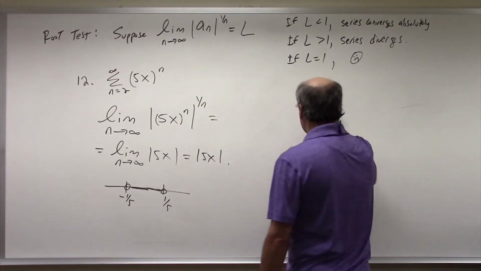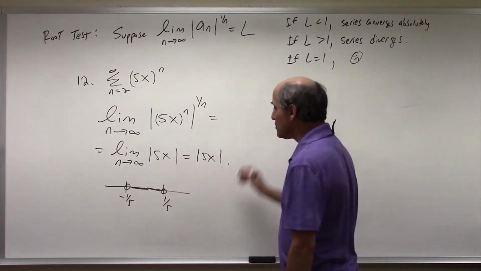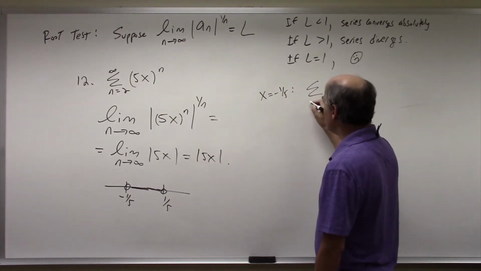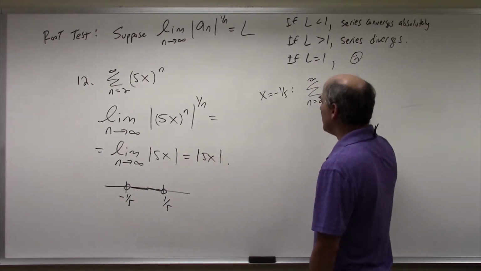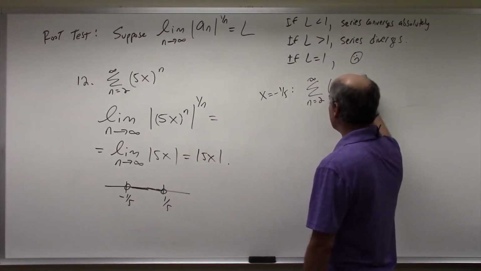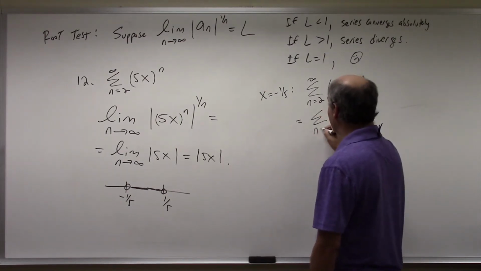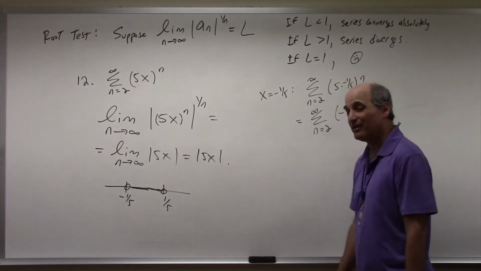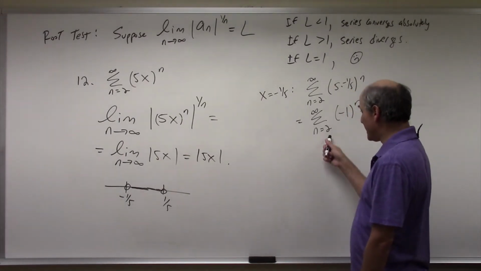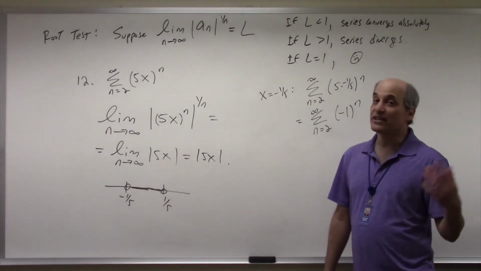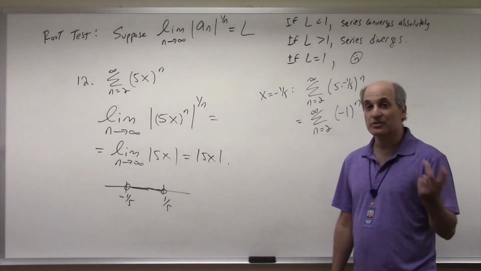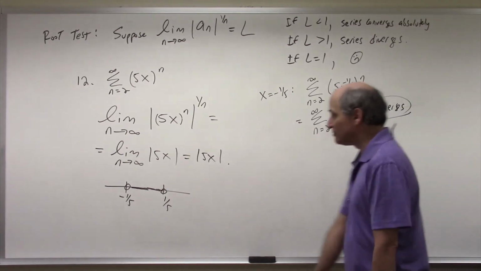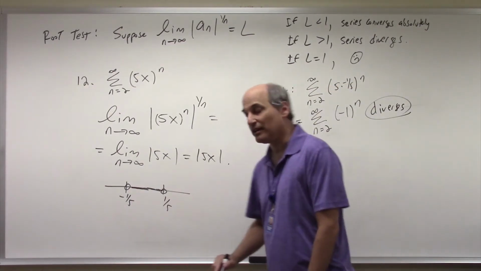So let's do it. All right, so first, if x is negative 1/5, I have the sum from 2 to infinity of 5 times negative 1/5 to the n power. And again, that's the sum from 2 to infinity of negative 1 to the n power. In this case, we're starting with n equals 2. So that's 1 minus 1 plus 1 minus 1 plus 1 minus 1. As we talked about in the previous video, that diverges. So, no colored in circle here.